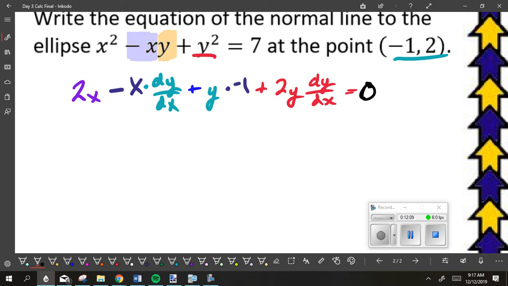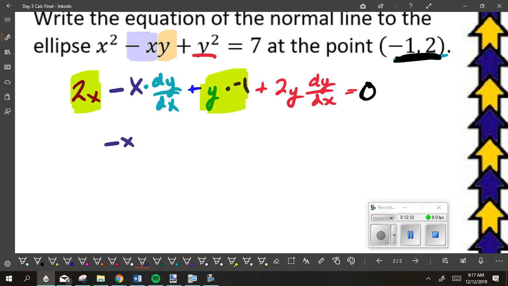If we're finding this derivative at a point, I would suggest to you to just plug in negative 1 and 2 at this point. I'm going to show you how to get dy dx by itself, just so we can see a variety of problems here. So to do that, I'm going to move anything that doesn't have dy dx over. So this 2x needs to move over, and this negative y needs to move over.